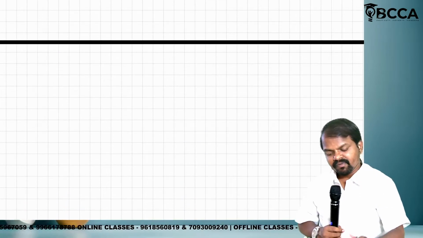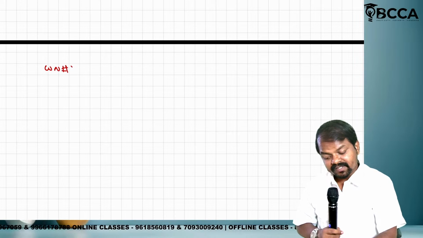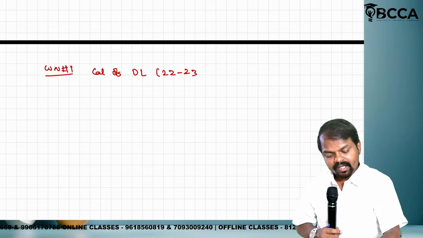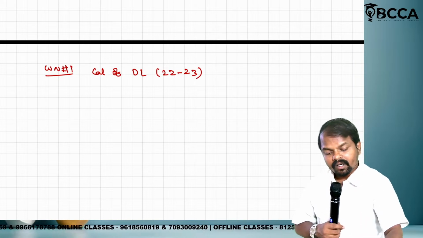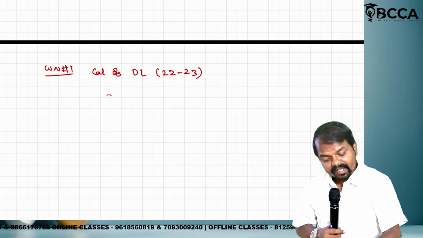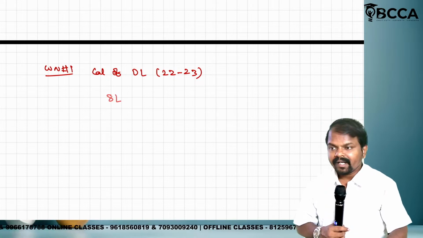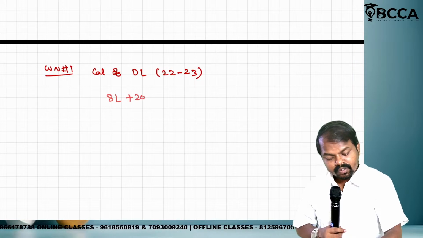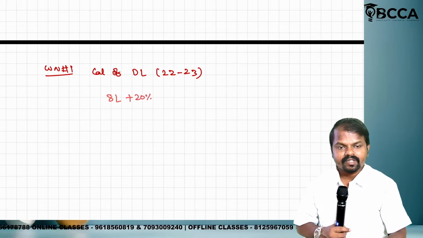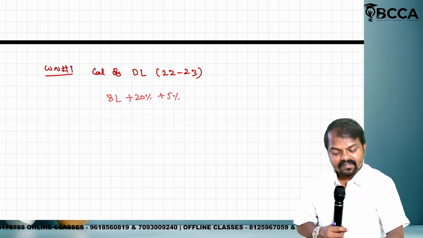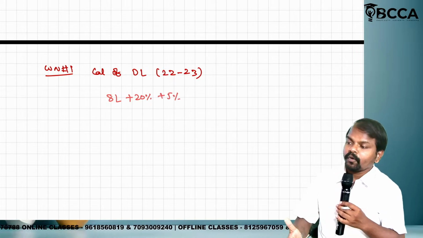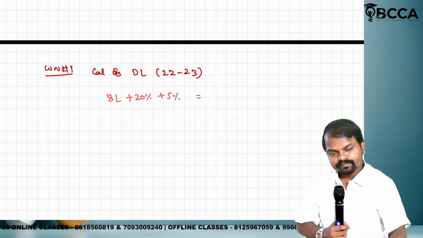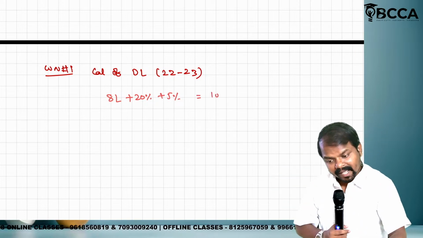Just wait. Otherwise, we will go for working note. Working note number 1. Listen, ma. Calculation of direct labor for 22-23. Correct? Now tell me, what is the direct labor actually? 8 lakh. Plus how much? Question paper told plus 20% increases. Correct. Plus 5% increases. 20% increases in output. 5% increase in wage rate. Now tell me how much? 10 lakh.